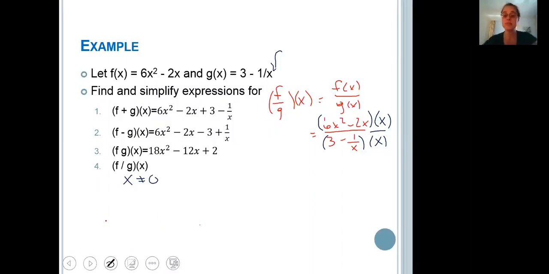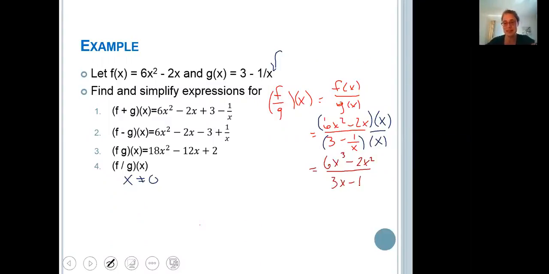Okay, so now I'm going to distribute. And I'm going to get 6x squared times x is 6x to the third. 2x times x is 2x squared. Divide this by 3x minus 1. Oh, that looks better. I at least don't have a fraction over a fraction.